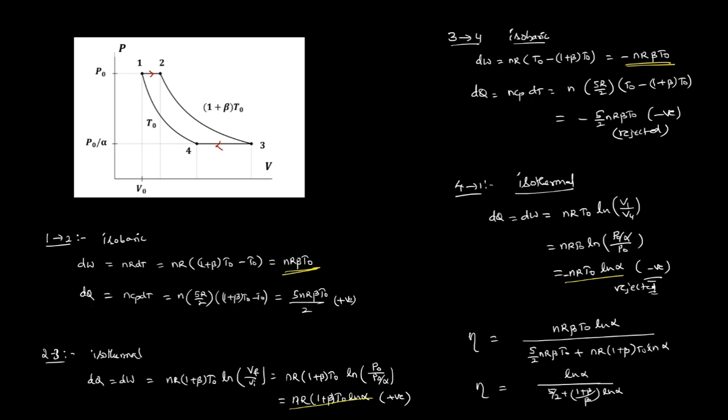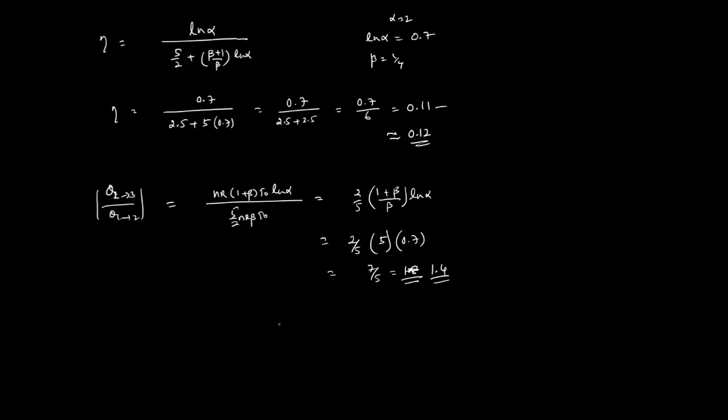So the total work done is, see, this is positive work done, negative work done. The total work done value we got here, see once, nR beta T naught ln alpha. So what does the total work done go to? Total work done goes to nR beta T naught ln alpha. This is the total work done.